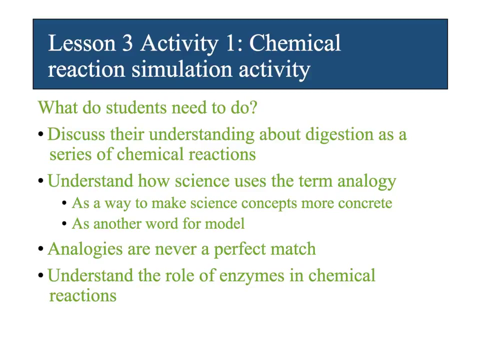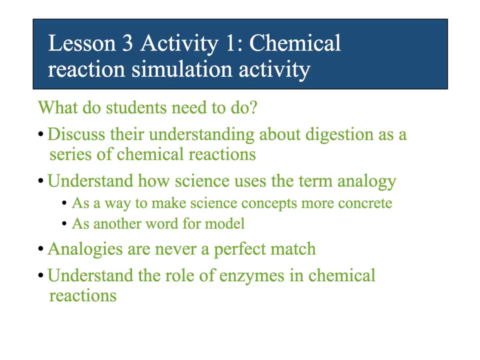So they use it as a way to make science concepts more concrete by showing some other example, and analogies are also used as another word for model. They're used interchangeably in that way. A model of the solar system could also be called an analogy of the solar system. Again, students need to understand that these analogies are not perfect. The veins in your body are not really like a hose. The double helix is not really like a ladder, but they are a good way to get that representation. We're going to use several different iterations of analogies to get that point across.